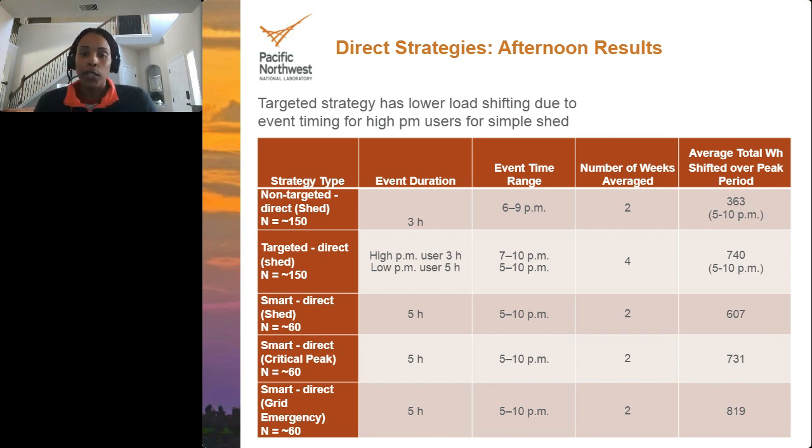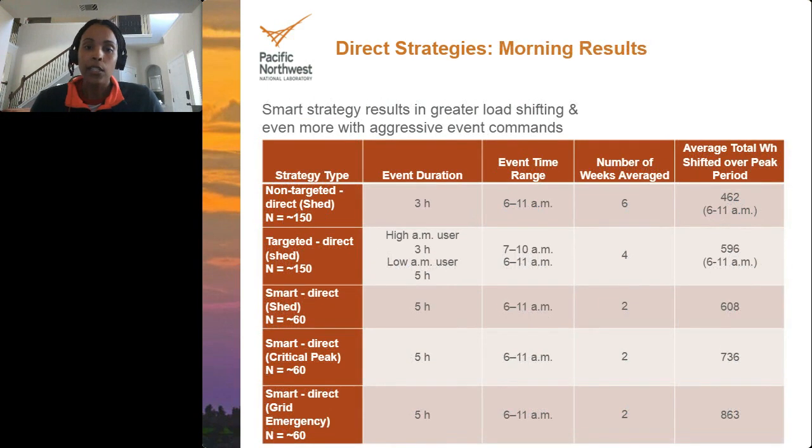And in the morning results, I'll just go back to it right quick, we can see that for the high AM users, the shed event ended at 10 a.m. instead of 11 a.m. So the recovery started for that group before the end of the peak period. So then it caused the shifting to be lower here.